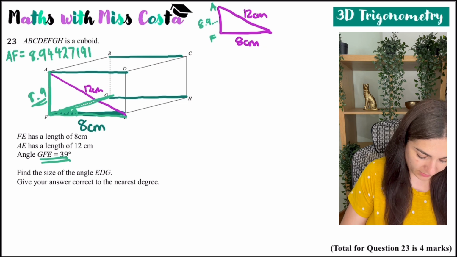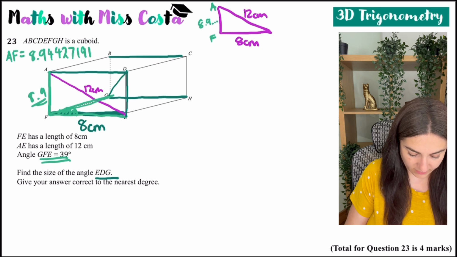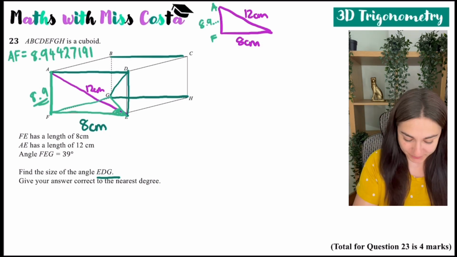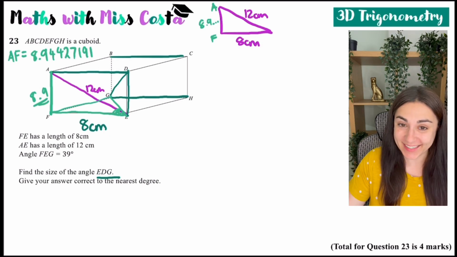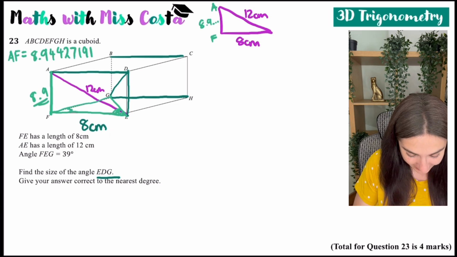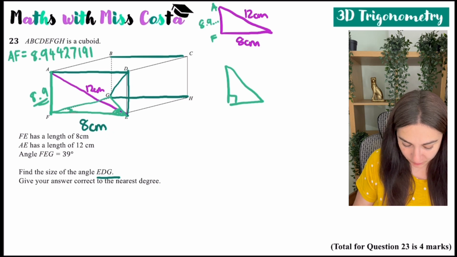Okay, and I need to find the size of angle EDG. EDG, okay, right. So I wrote the wrong angle. It's angle FEG, because that wouldn't make sense, because this would be a right angle. So if I just drew this as a plan, this is what it would look like.